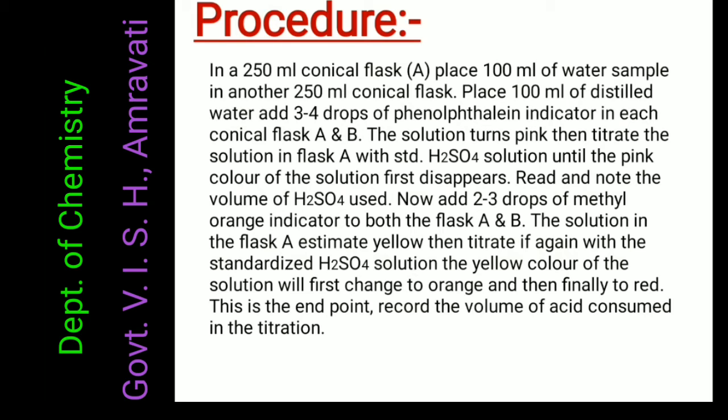Means the overall procedure tells us that you have to take a 250 ml conical flask. On the first you write A, and the second one you name B. In both of them, you take 100 ml of water. In the first one, named A, you put 3 to 4 drops of phenolphthalein indicator, which will turn pink in color, and then you titrate it with H2SO4. So what will be the result? The color will disappear. That is the calculation of A.